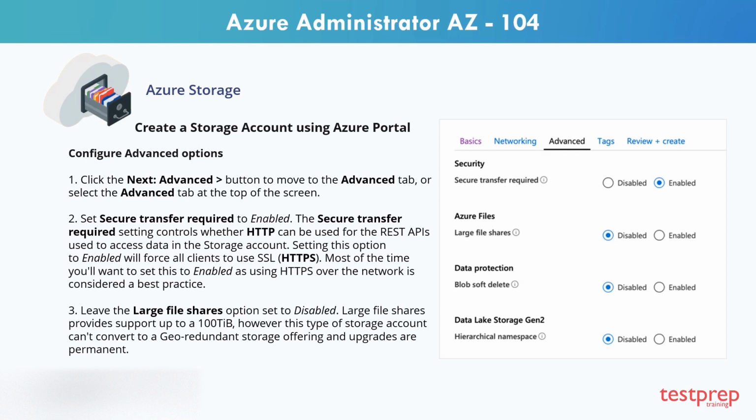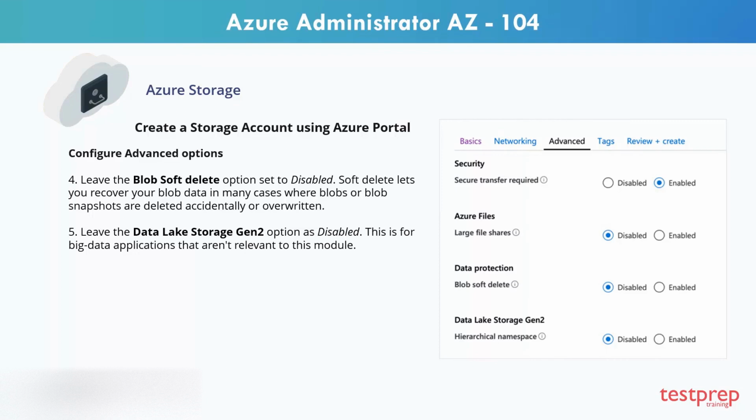The Secure Transfer Required setting controls whether HTTP can be used for the REST APIs used to access data in the storage account. Setting this option to Enabled will force all clients to use SSL. 3. Leave the Large File Shares option set to Disabled. 4. Leave the Blob Soft Delete option set to Disabled. Soft Delete lets you recover your blob data, in many cases, where blobs or blob snapshots are deleted accidentally or overwritten. 5. Leave the Data Lake Storage Gen 2 option as disabled. This is for big data applications that aren't relevant to this module.